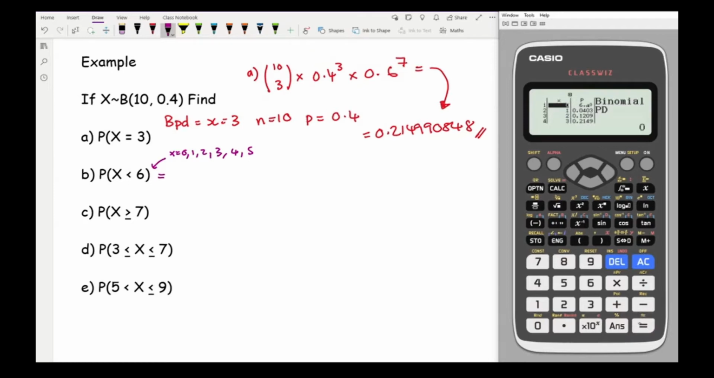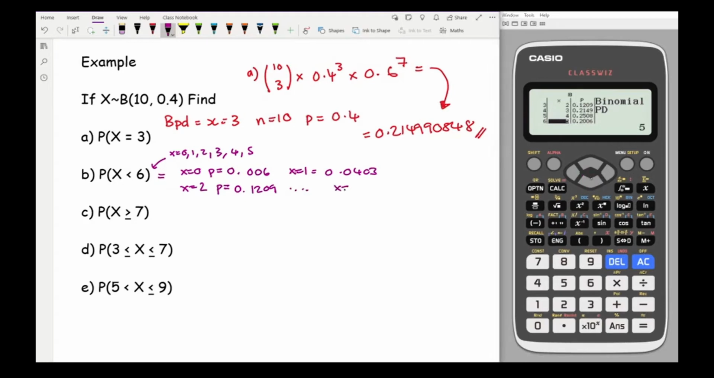So what I would do is I'd write x equals 0 is going to give me a p of 0.006, and for probability of 1, x equals 1 is 0.0403, when x equals 2, p equals 0.1209. Again, the key thing is don't get confused with the numbers on the side. We're looking at the x values, not those numbers. And again, it's very simple mistakes that people can make. And obviously I'm going to continue that all the way down to the probability of x equals 5.